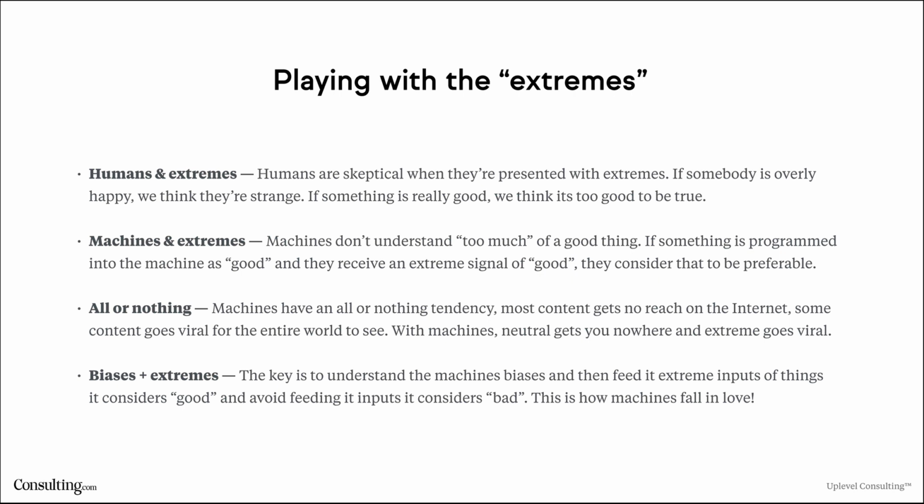So, biases plus extremes. The key is to understand the machine's biases and then feed it extreme inputs of things it considers good, and avoid feeding it inputs it considers bad. This is how machines fall in love. If a machine has a preference for this thing and doesn't like this other thing, and you keep giving it the things it loves and none of the things it doesn't love, then it's going to fall in love.